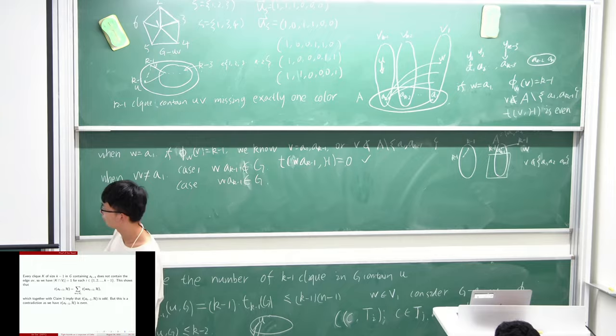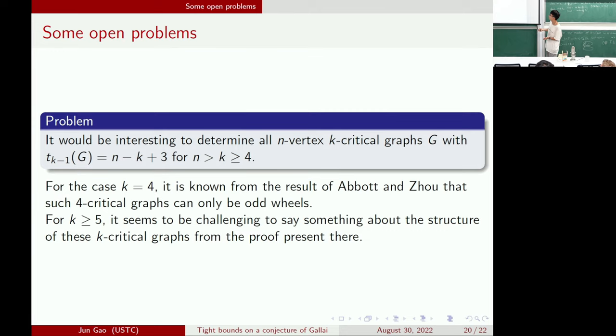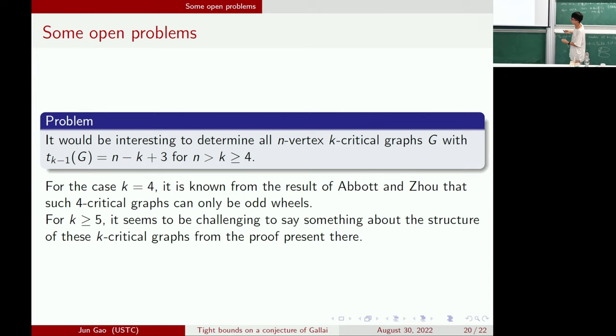But we don't know the extremal graph, and we can't prove any more. We believe this is the only extremal graph, but we can't do any more.